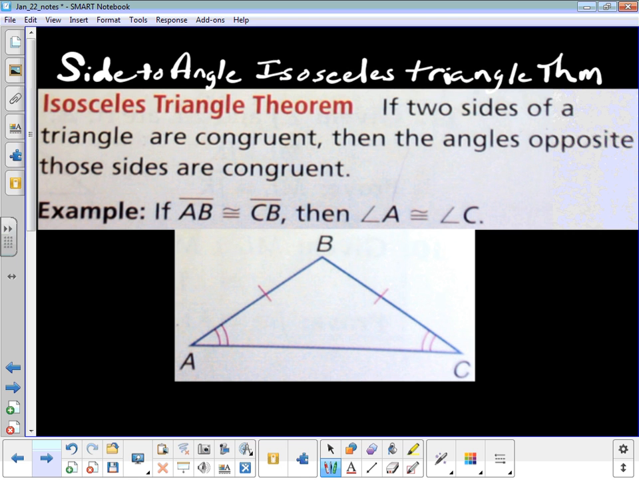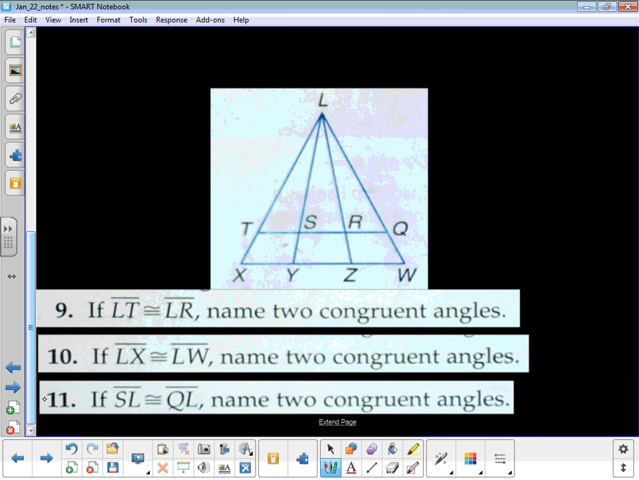Now, this is a theorem we'll prove later on after we do some other things. I call it the side to angle isosceles triangle theorem because we start with the sides and we go to the angles. So that's the side to angle. Now, let's see how that is going to play out in a problem that we're going to have to work in class. We're going to get a problem like this.